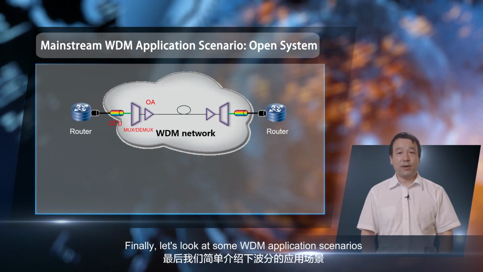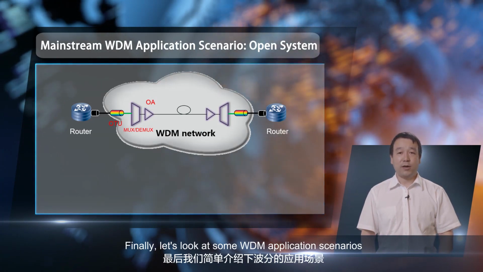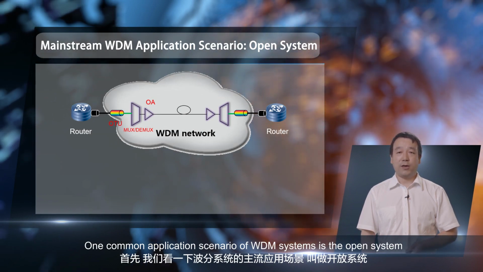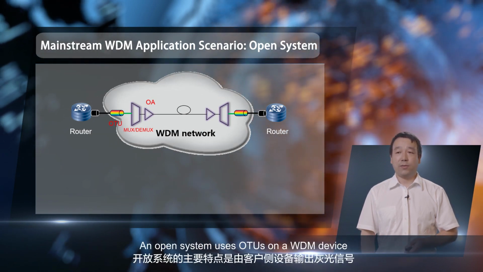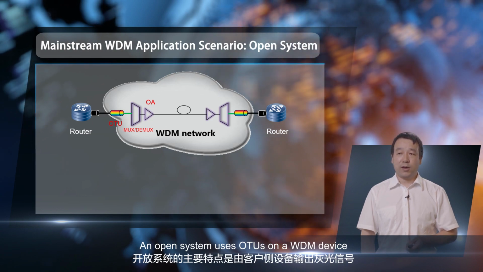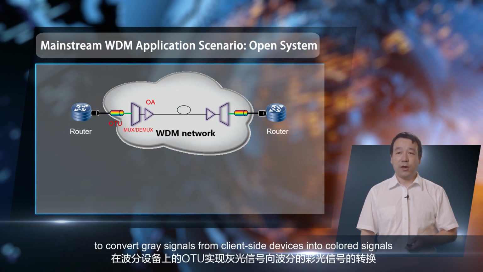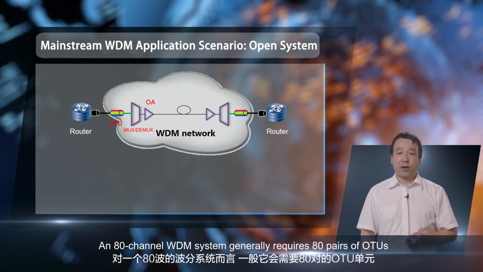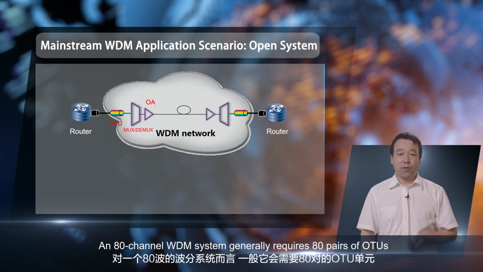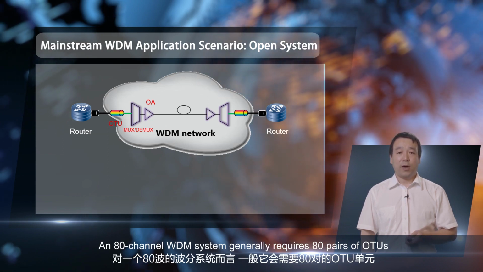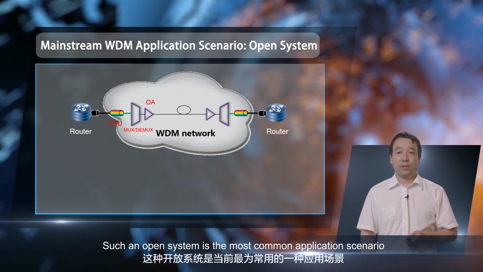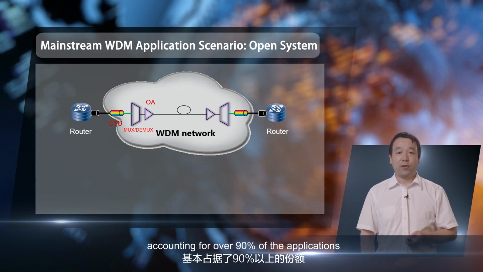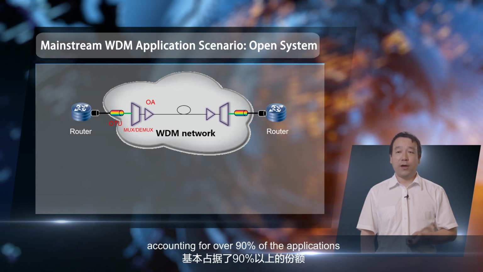Finally, let's look at some WDM application scenarios. One common application scenario of WDM systems is the open system. An open system uses OTUs on a WDM device to convert gray signals from client-side devices into colored signals. An 80-channel WDM system generally requires 80 pairs of OTUs. Such an open system is the most common application scenario, accounting for over 90% of the applications.